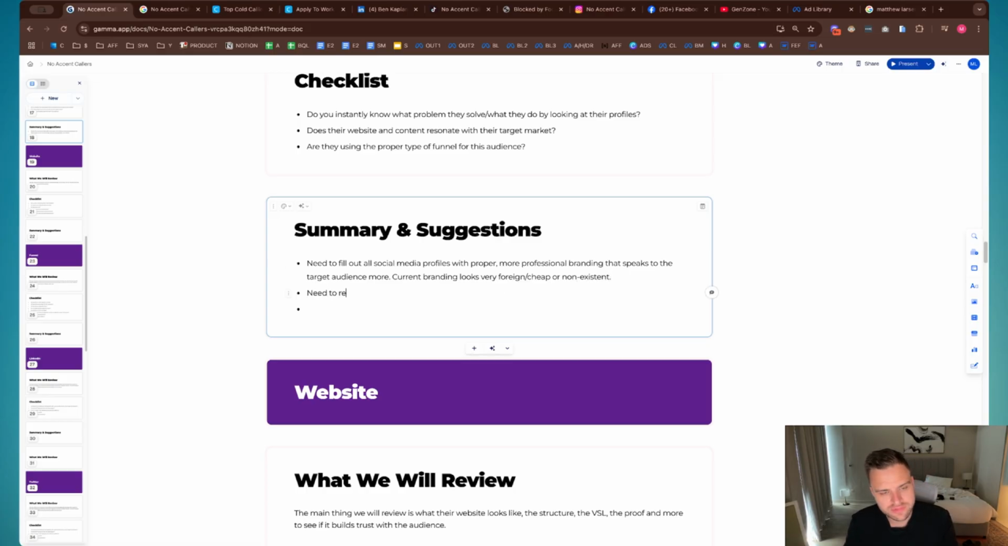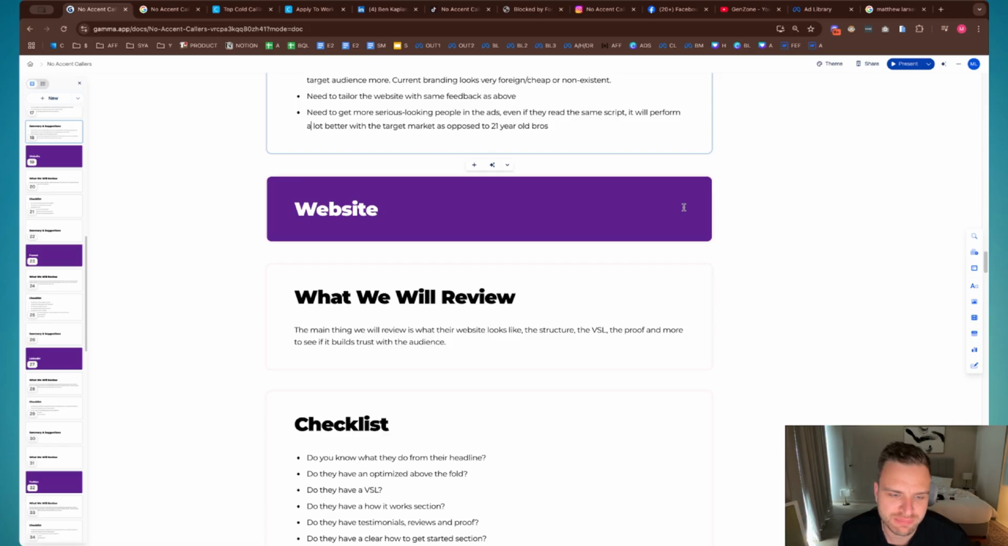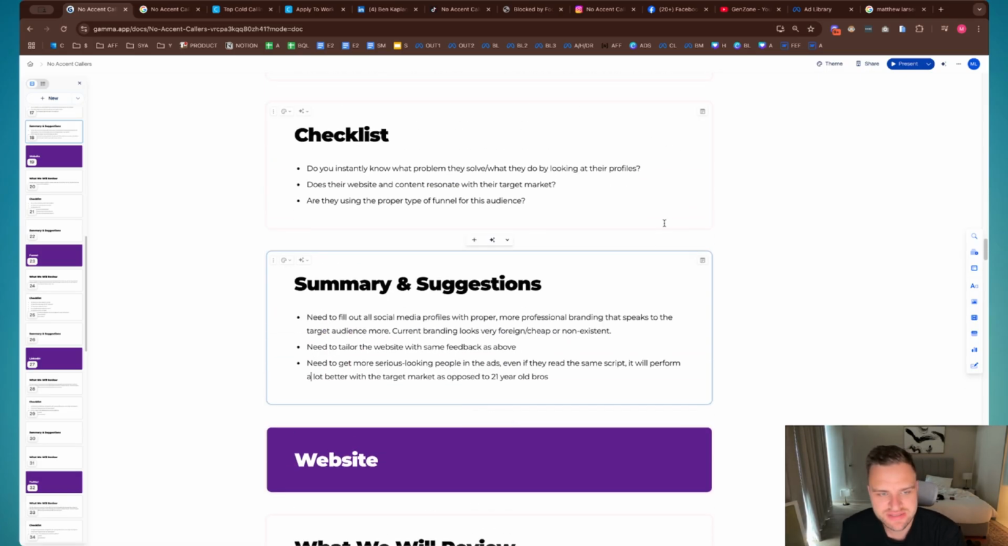Need to tailor the website to the target, with the same feedback as above. Need to get more serious looking people in the ads. Even if they read the same script, it will perform a lot better with the target market as opposed to 21-year-old bros in their ads. Not shitting on 21-year-old bro. I'm sure that ad performs, but it's just one of those things.